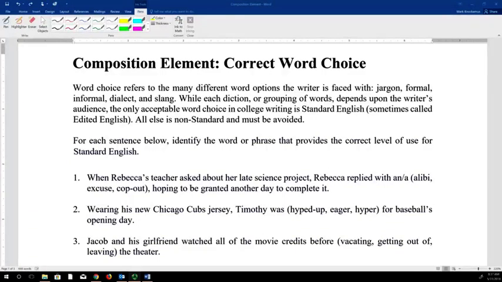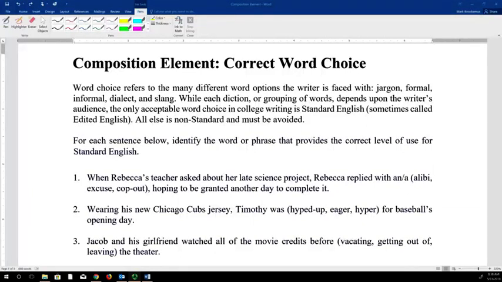Welcome back, everybody. This is the handout entitled Composition Element Correct Word Choice. And this is to assess the lecture on word choice with the staircase and all of those different levels of diction. So the important thing to remember, as we touched upon in those lectures, is that when you sit down to write, you have to remember your audience. Just like when you're talking to a group of people, you have to remember your audience.